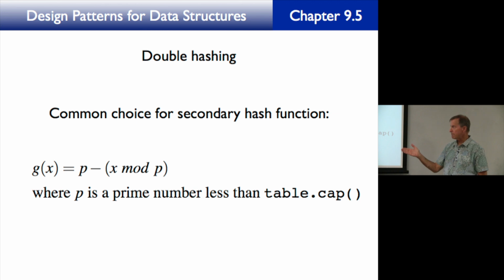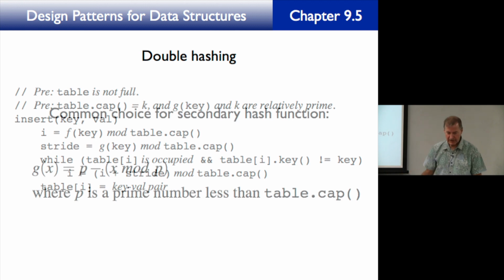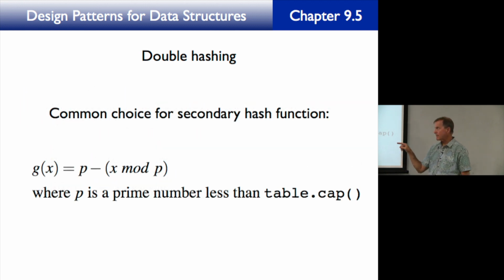g of x equals p minus x mod p, where p is a prime number less than table dot cap. Think about this. What would happen if the stride was 0? It wouldn't work. It would keep probing at the exact same one. So you have to guarantee that stride's not 0. Are you with me? And furthermore, you can see that this common choice for the secondary hash function, g of x equals p minus x mod p, satisfies that.